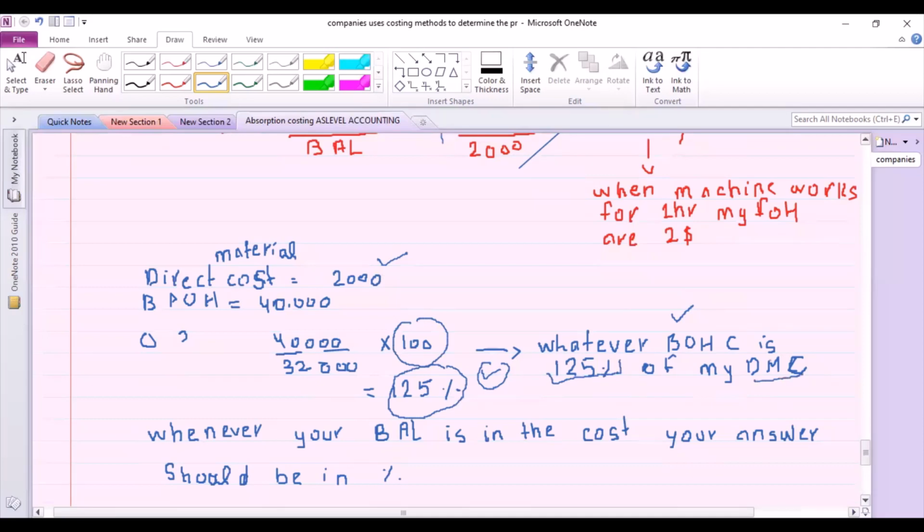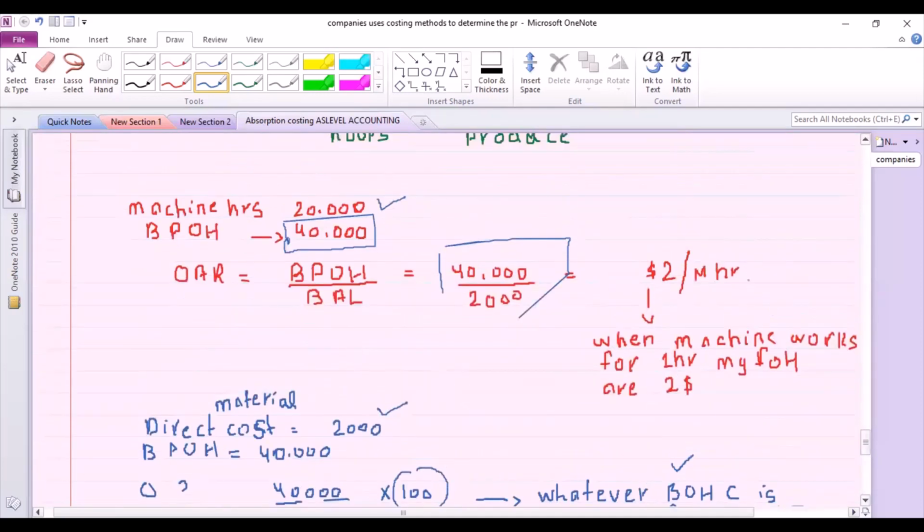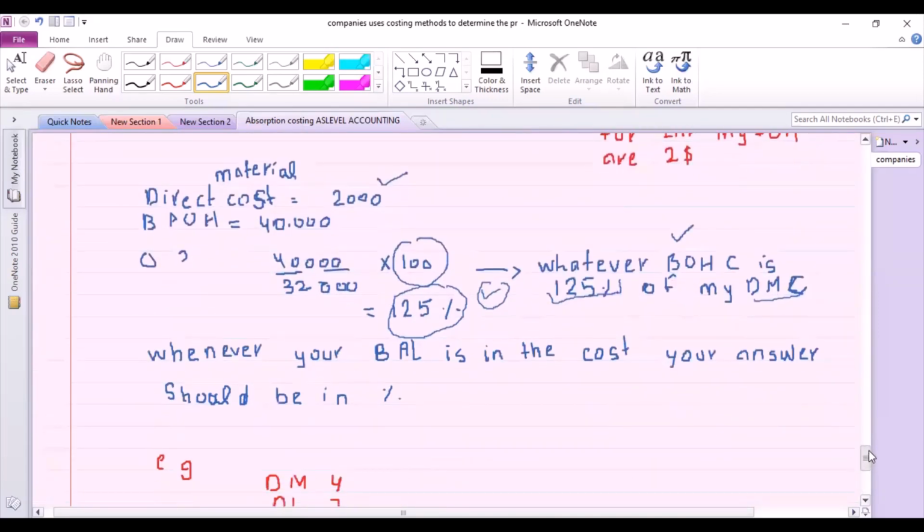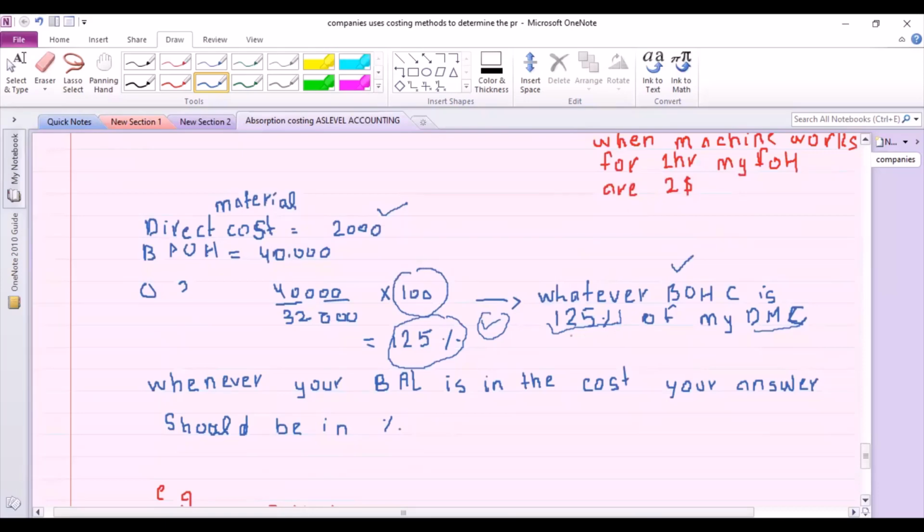Simple. Okay, and you can check it. How can you check it? If you want to confirm whether this answer is wrong or right, you just multiply 2 by 2000. You will get your answer, which is the budgeted production overheads. Okay, so your answer will be the same. And you can calculate this also by this method, 125%.